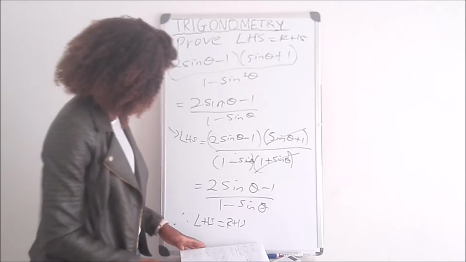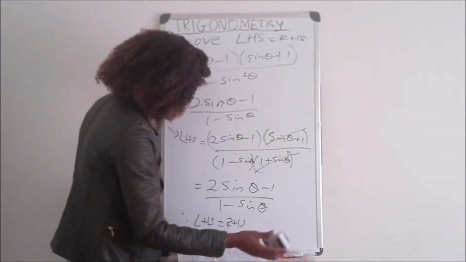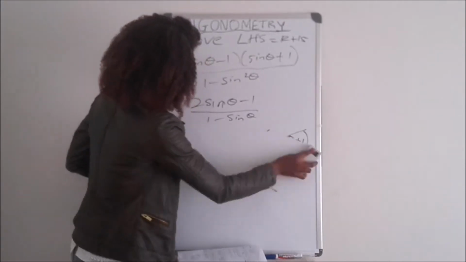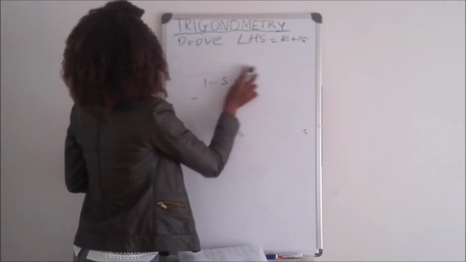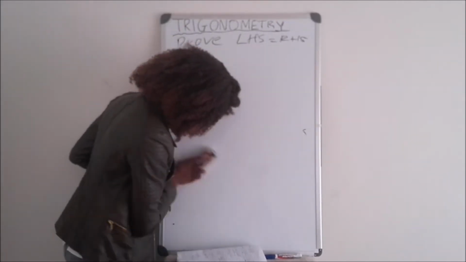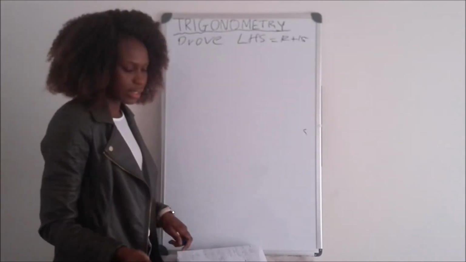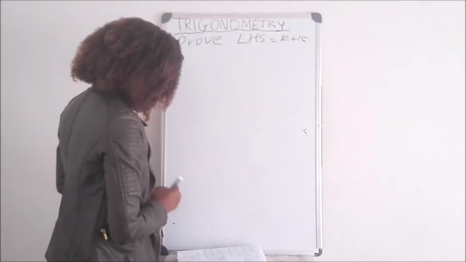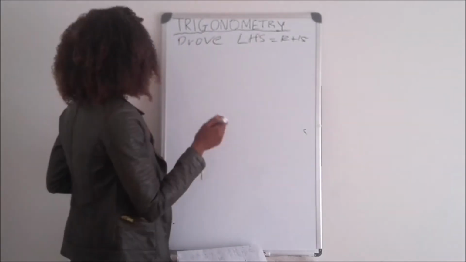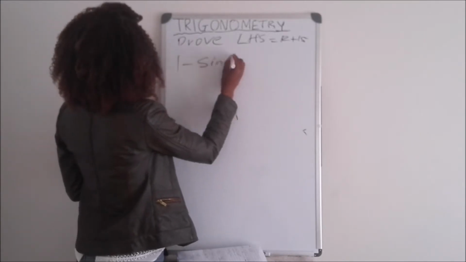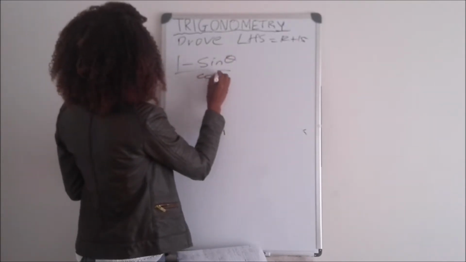Alright guys, let's do another example on identities, which will be our last example. The question is still on proving that the left-hand side is equal to the right-hand side. And for this one we have our left-hand side, which is 1 minus sin theta divided by cos theta.